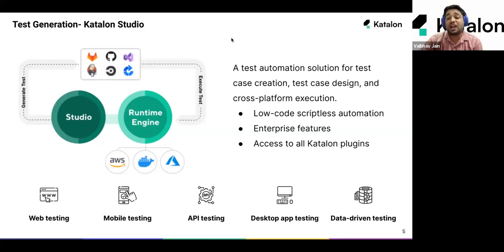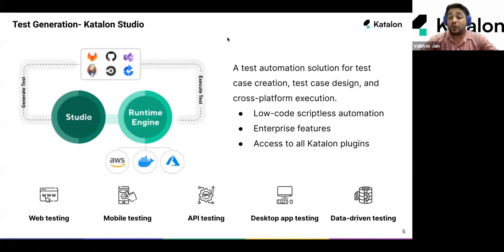And we can easily access all the Katalon plugins which are required to work with third-party tools. We have lots of inbuilt plugins available in the Katalon Store, which we can directly use, and we can directly do the automation with the help of these plugins. With Katalon, we can automate all kinds of applications. We can do data-driven testing, and we can do all kinds of application testing with the help of Katalon with low-code script maintenance.